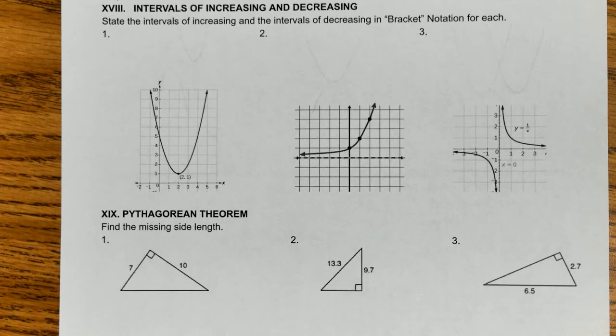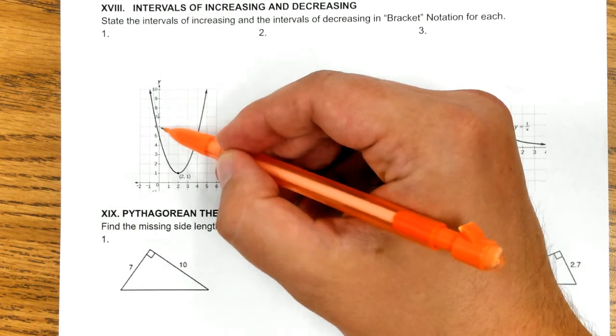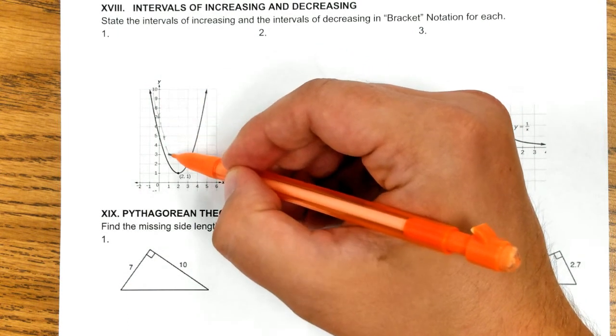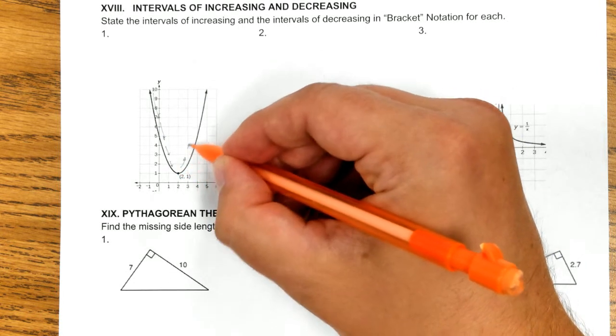So a couple things to note. First, always read the graph from left to right. Always, always, always. And then always use x values when talking about increasing and decreasing intervals. I'll explain. So like here, our first picture, I see that it starts decreasing, and then once it hits that point, it is now increasing.